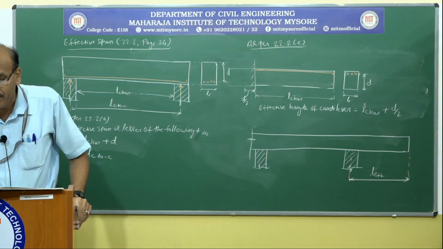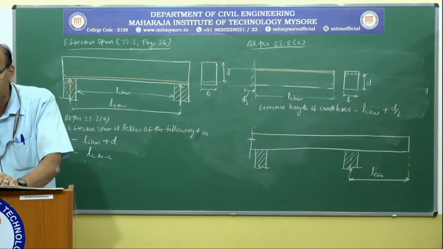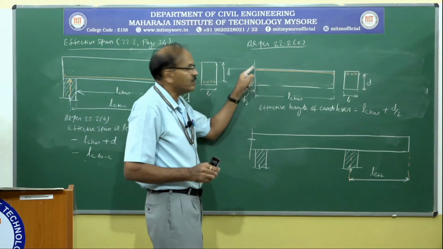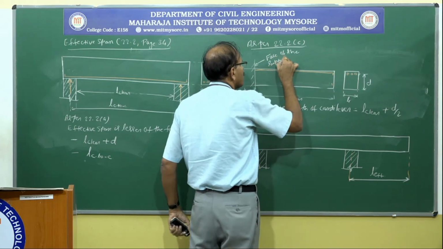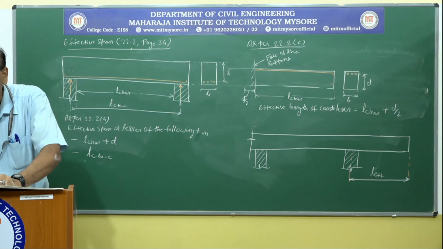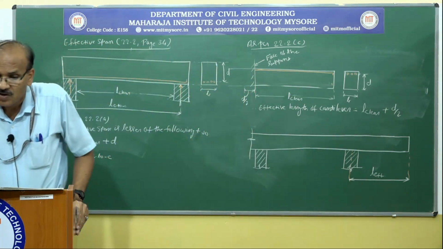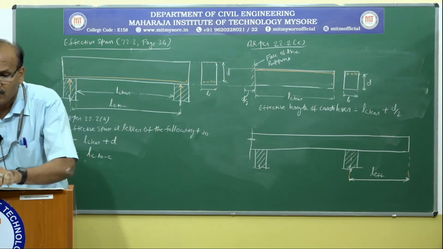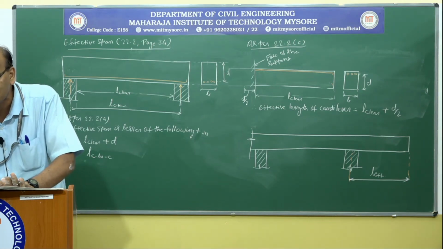So 22.2c, page number 35, first column, if you go below, under C it says cantilever. It says the effective length of a cantilever shall be taken as its length to the face of the support plus half the effective depth. This is the face of the support. Take the length to the face of the support plus half the effective depth, except where it forms the end of a continuous beam, where the length to the center of support shall be taken.